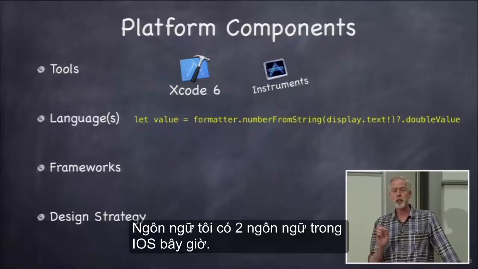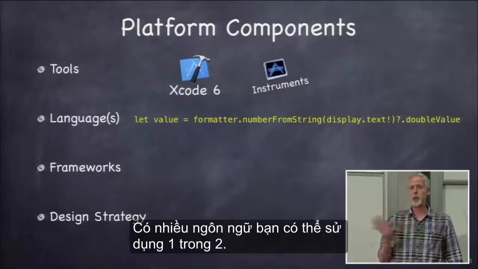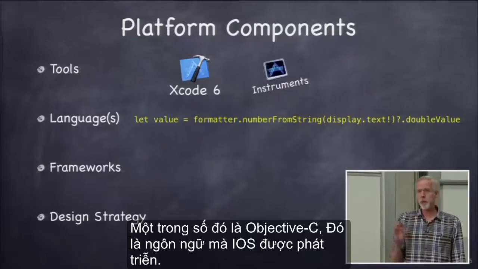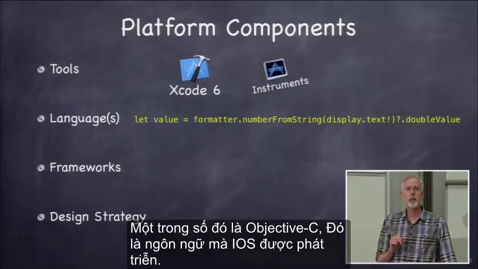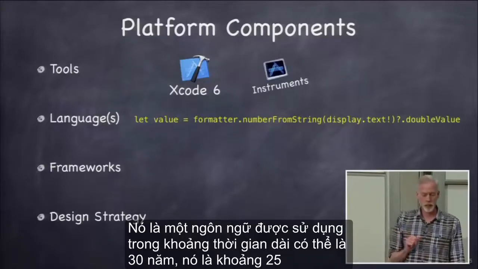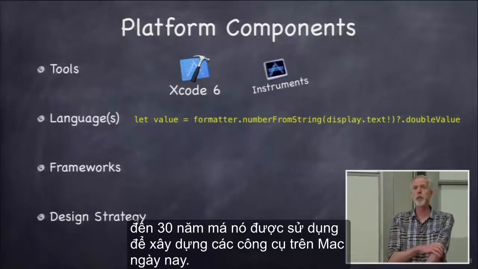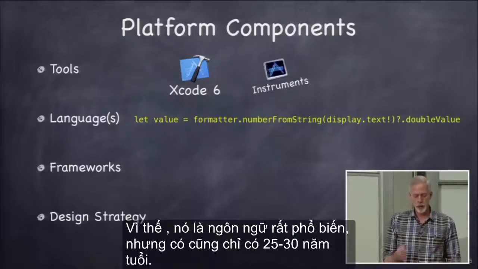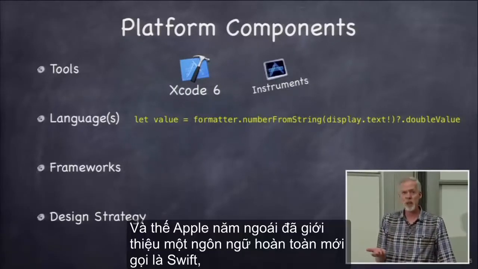Languages. There's actually 2 languages in iOS now. They are peers. You can pretty much use either one. One of them is called Objective-C. That's the language that iOS was originally developed for. It's a language that's been around a long time, probably 25 to 30 years that it's actually been used to build stuff that's on the Mac today. So it's a very mature language, but it is also 25, 30 years old.